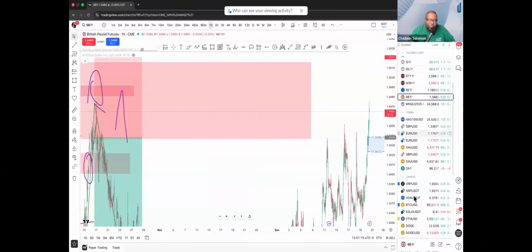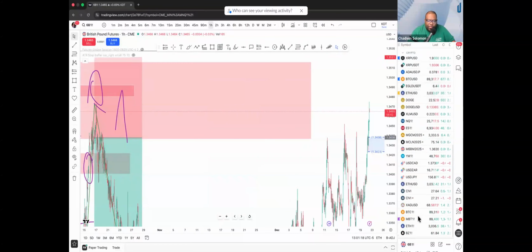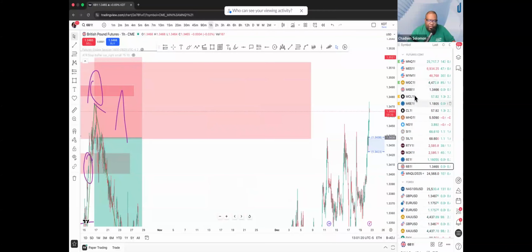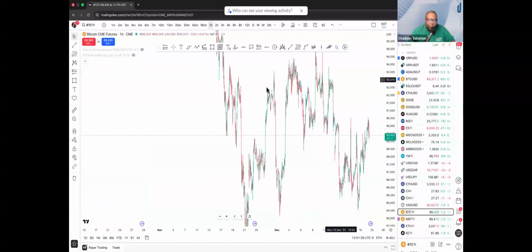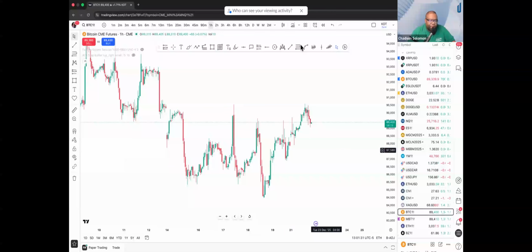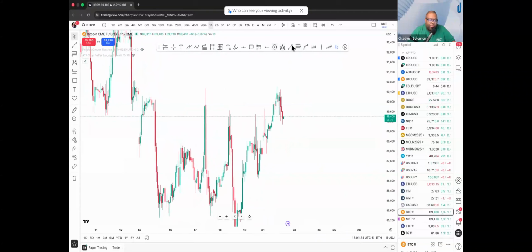Let me rather choose a different chart. Maybe I need to save that for later. I have a tendency of just removing stuff that I need. Let me go to Bitcoin as a futures chart, but this is not Bitcoin futures, right? And then I want to just talk to you guys for 3 minutes and we'll call it a day.